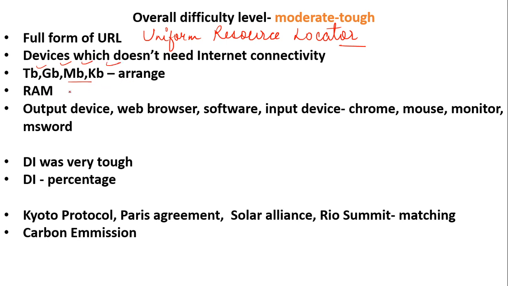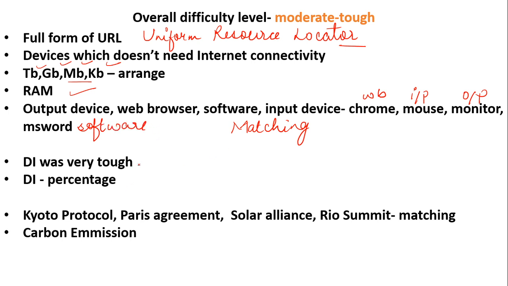One question was from RAM. One question was a match the following question. What you had? Output device, web browser, software, input device. So Chrome is our web browser. Mouse is our input device. Monitor is our output device, and MS Word is the software. So pretty simple.